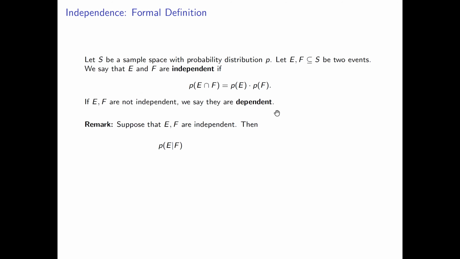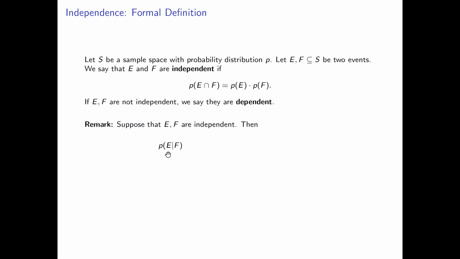Just as a remark, which will hopefully make this definition a little clearer, let's suppose that I have two independent events and I try to calculate the conditional probability. What does this conditional probability mean? We're looking at the odds of E occurring given that F occurs, given that we know information from F. Well, if the events E and F are independent, then it shouldn't matter what we know from F, because anything we know from F shouldn't have an effect on E, since they're independent of one another.